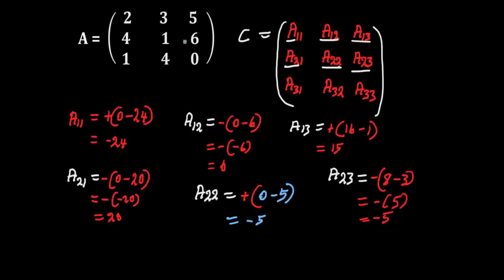Alright, so let's move on to the next one. Third row, element 1. This will be equals to, so positive, negative, positive, negative, positive, negative, positive. So this will be positive, parenthesis.